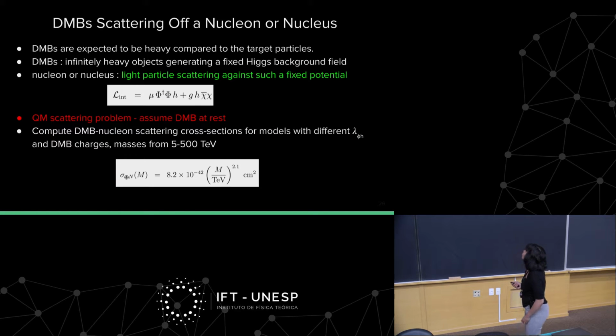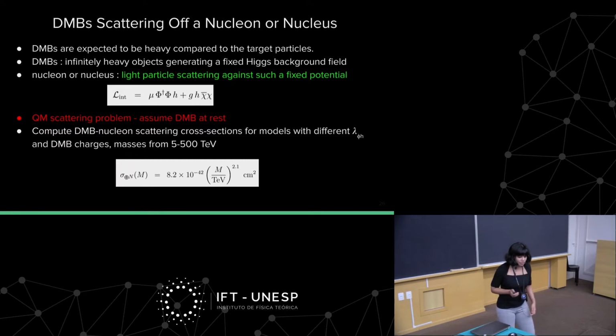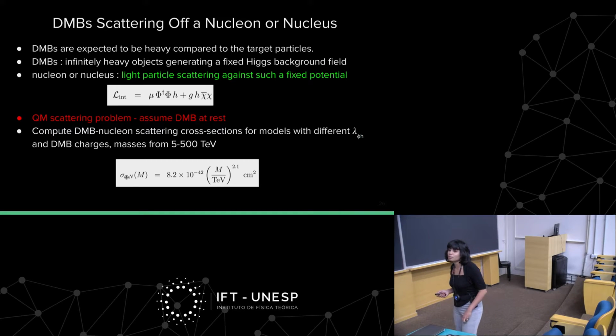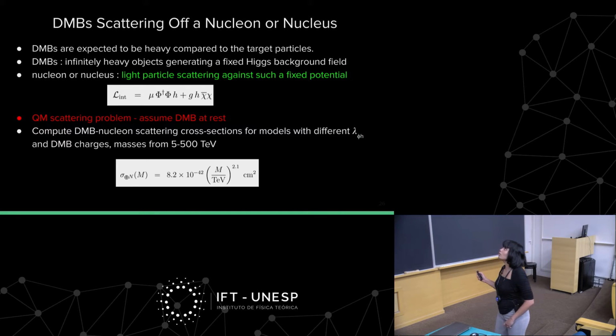Yes. So we estimate the cross sections for the dark matter ball scattering off the nucleus or a nucleon. The estimates are scaled with dark matter balls of masses between 5 to 500 TeV. So that's why there is the scaling relation here. And so they depend on M, but not linearly, but on M raised to 2.1 in this fashion.